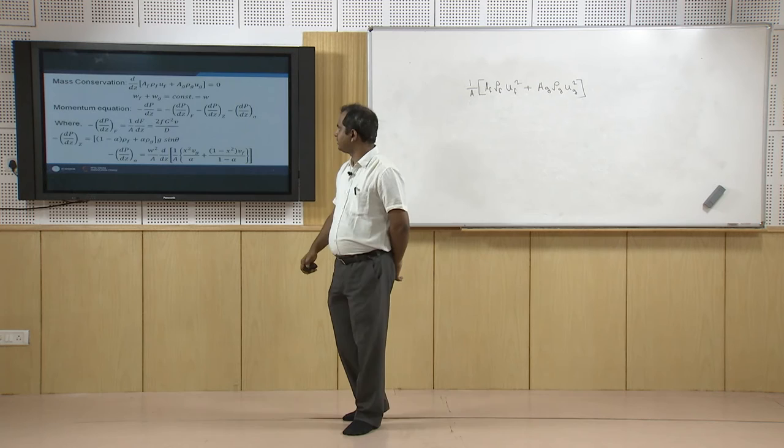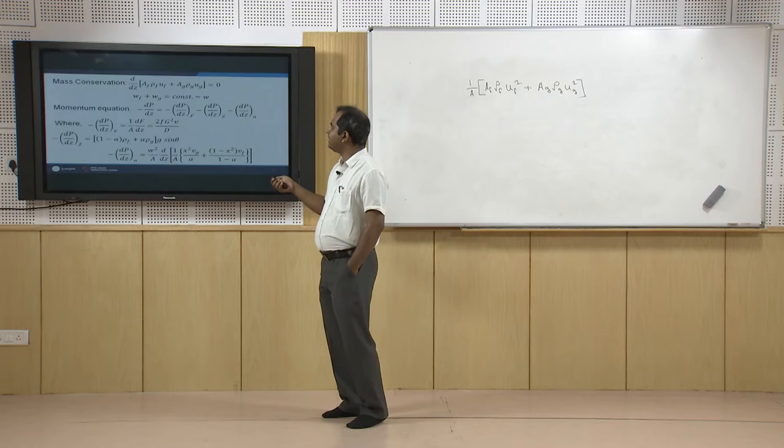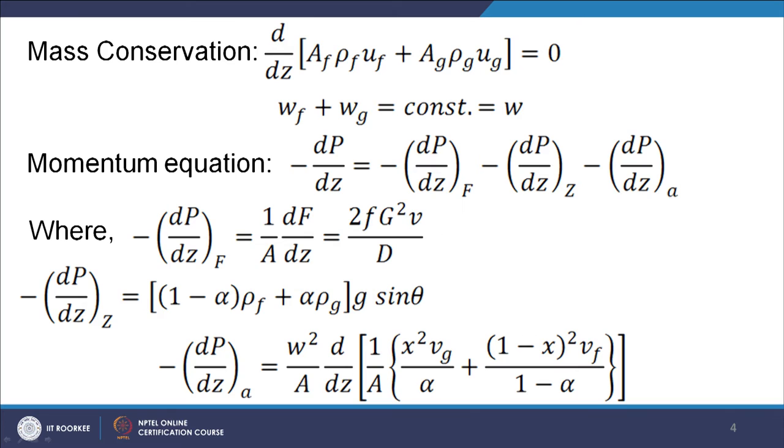Now, let us go to the momentum equation. Just like our homogeneous flow model, we will write the momentum equation as minus dP/dZ equivalent to the addition of three pressure drops. The first one occurs due to friction, the second one occurs due to gravity or buoyancy, and the third one occurs due to acceleration, right.